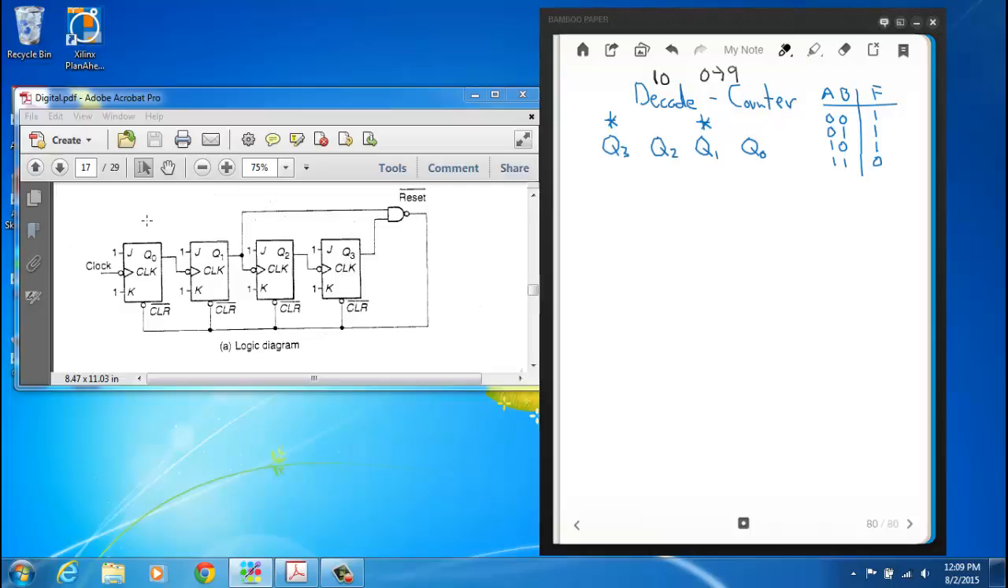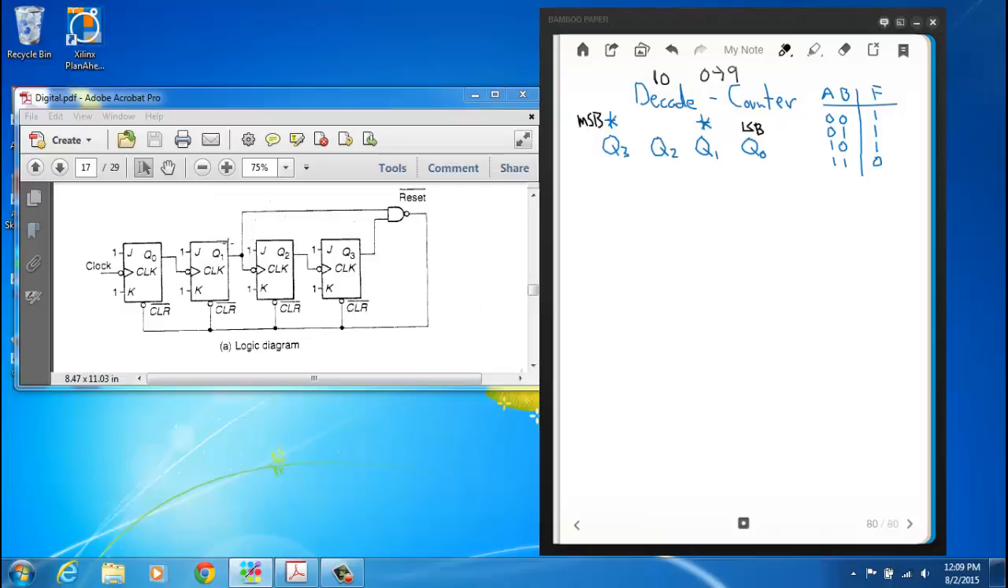Now, I don't think I mentioned this in a previous video, but anytime you have a counter, whatever output is closest to the original clock input is your least significant bit of the count. So in this table over here, see Q0, that's the least significant bit of our count. The output that's furthest away from the original clock input is the most significant bit. So Q3 here is the most significant bit of our count.